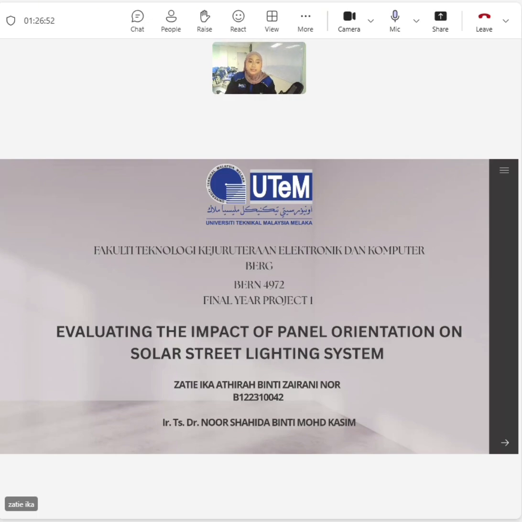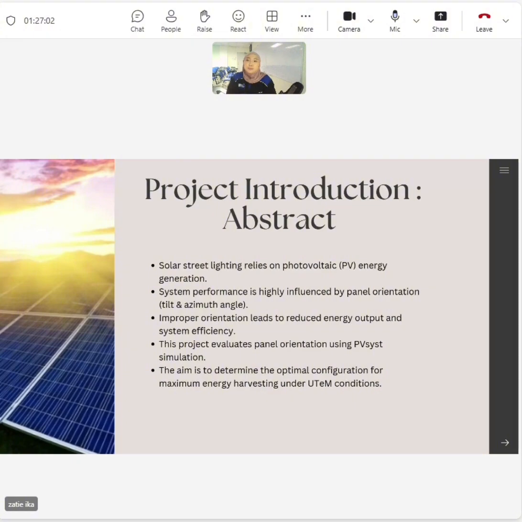So I will start with the project introduction. This project focuses on solar street lighting by using photovoltaic energy generation. The system performance depends on panel orientation. Wrong orientation will reduce energy output and system efficiency. So PVsyst is used to find out the optimal configuration under Malaysian condition.